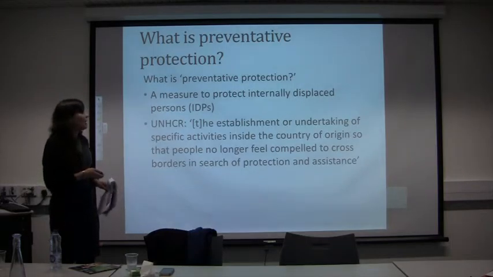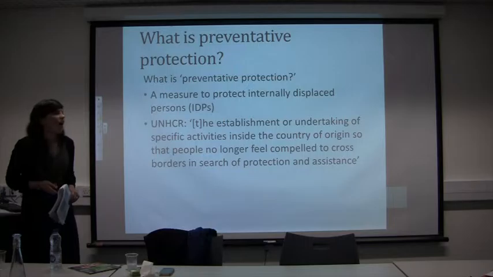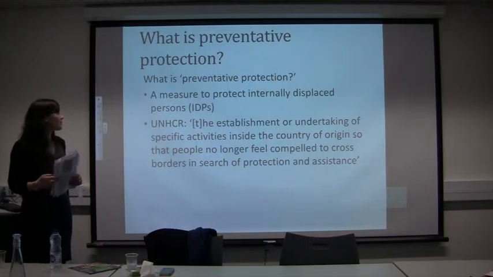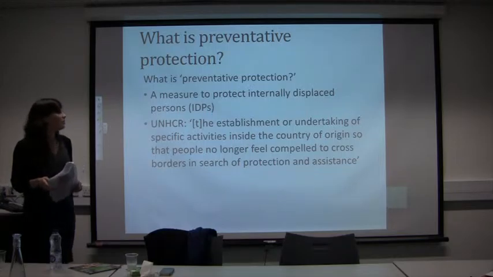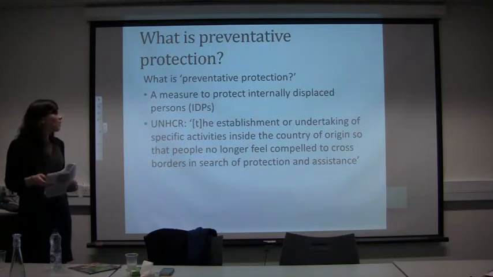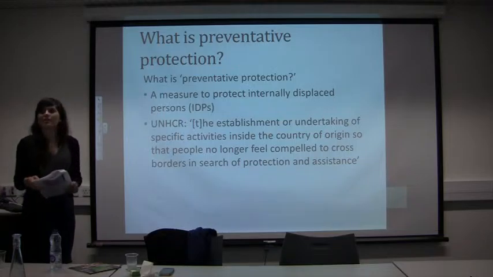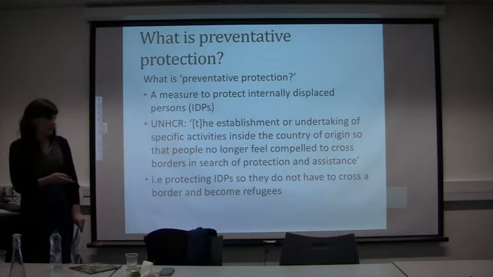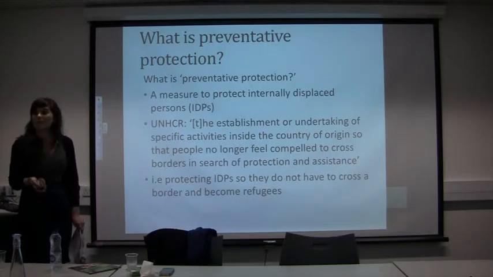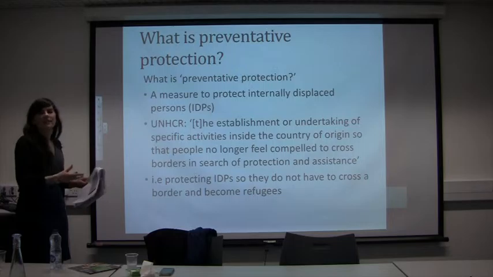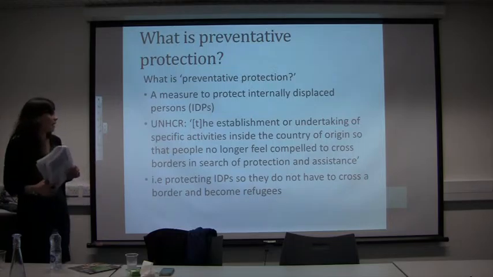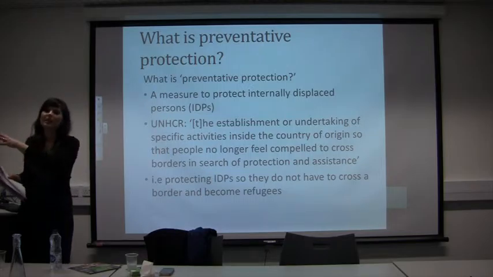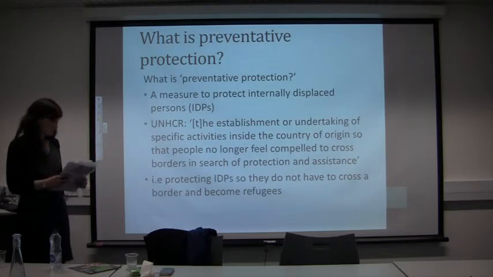So the UNHCR has described this concept of preventative protection as the establishment or undertaking of specific activities inside the country of origin so that people no longer feel compelled to cross borders in search of protection and assistance. So protecting people internally so they don't have to cross a border and become refugees. Now they'll sell it as humanitarian assistance or things like that, but often states are motivated by this desire to keep them there, to protect them there so they don't have to come here.